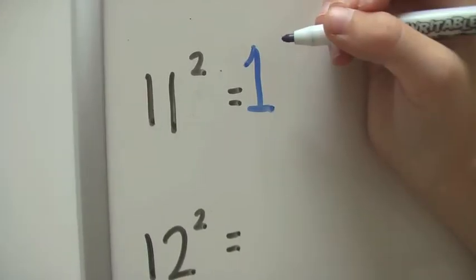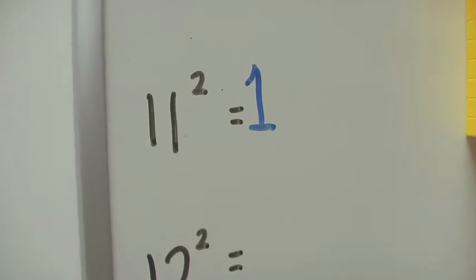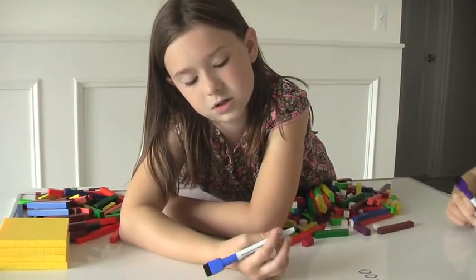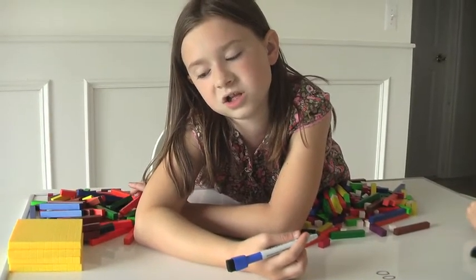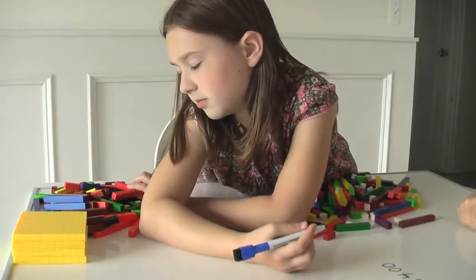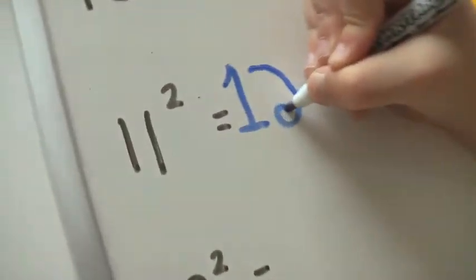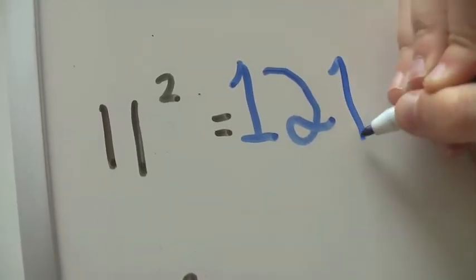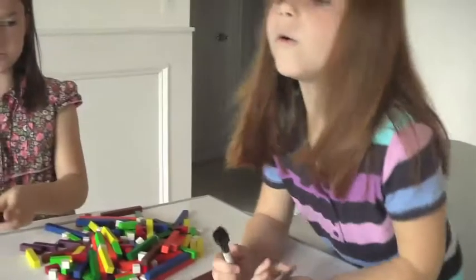Let's see here. And how are you figuring this out? In your mind. 11 times 10 is 110, and then 11 times 1 is just 11. So 110 plus 11 is 121. So she used the distributive property. She did 11 times 10 plus 11 times 1. So 110 plus 11 is 121.